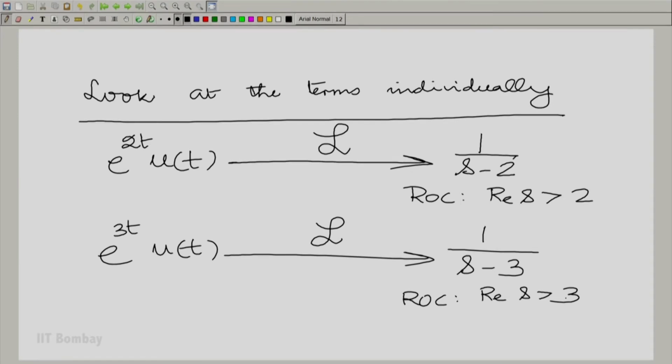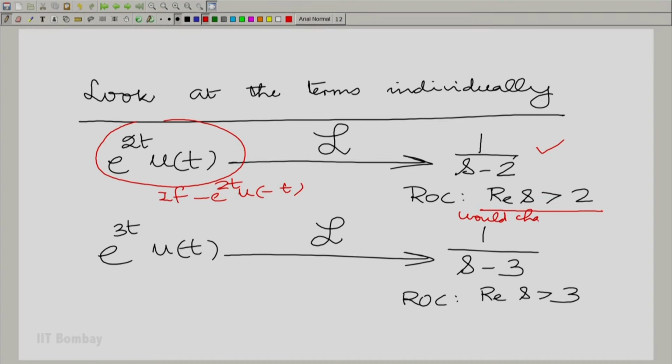So, we could have variants now. For example, if you replaced this term here, if you made this e raised to the power of 2t u(minus t) and put a minus sign, then the expression would be the same, but the region of convergence would change to real part of s less than 2. And the same thing could be argued for e raised to the power of 3t u(minus t) with a minus sign. All right, so much so for the Laplace transform.